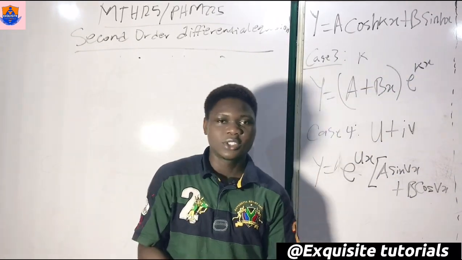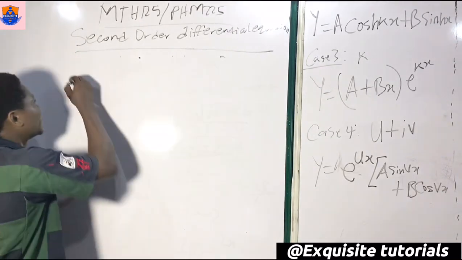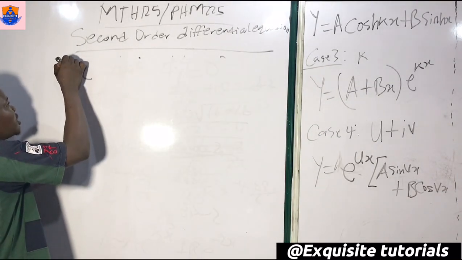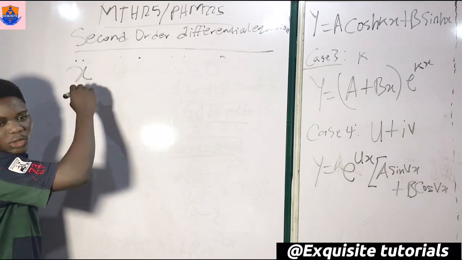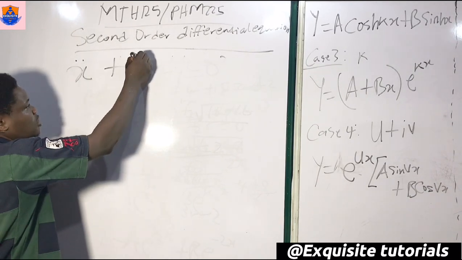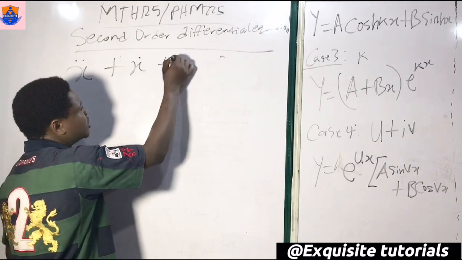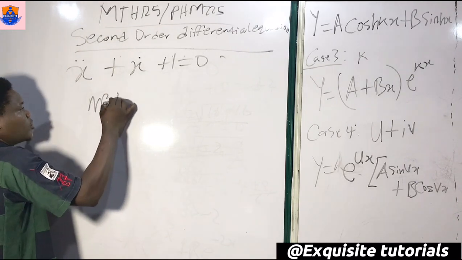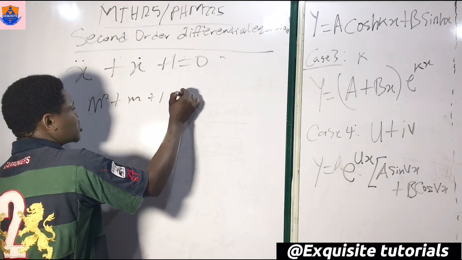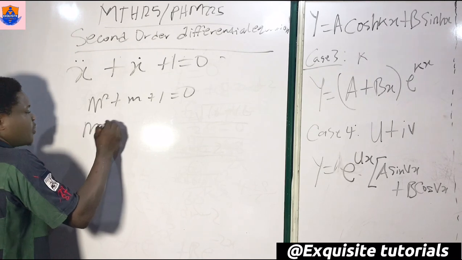The last question for this video, we have d squared x over dt squared. Let me just put it in this form also. x dot dot plus x dot plus 1 equals 0. Now our auxiliary equation is m squared plus m plus 1 equals 0. Now what will be the value of m?